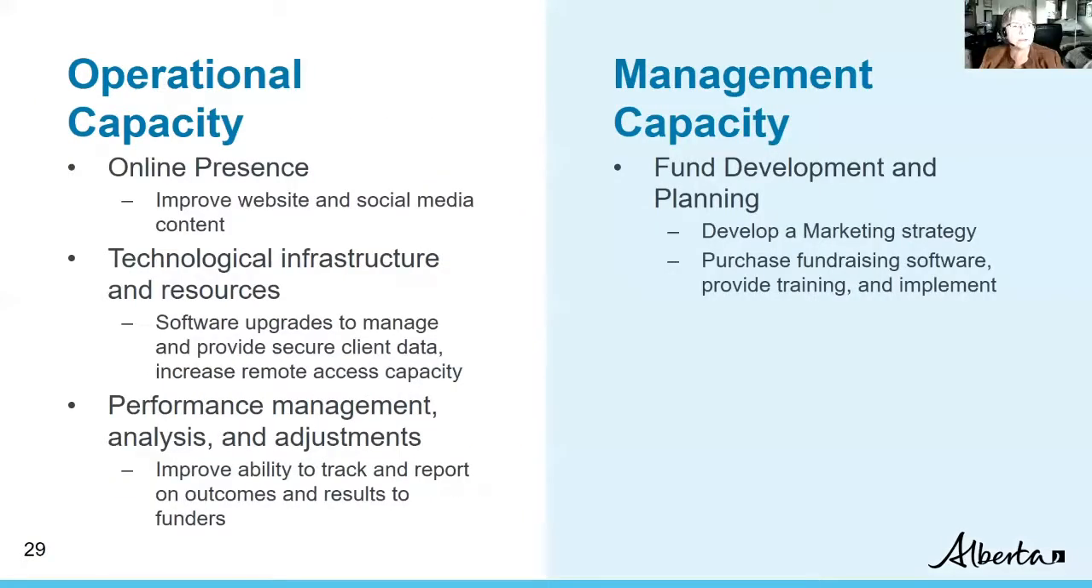Here are some examples of how different activities align within the capacity elements. Operational capacity is a common area that many organizations want to improve on to increase their community presence and improve internal efficiency and reporting outcomes. Many organizations also want to improve their websites or make software upgrades to improve the security and remote access of client data. Management capacity and fund development is another common area many organizations want to work on.